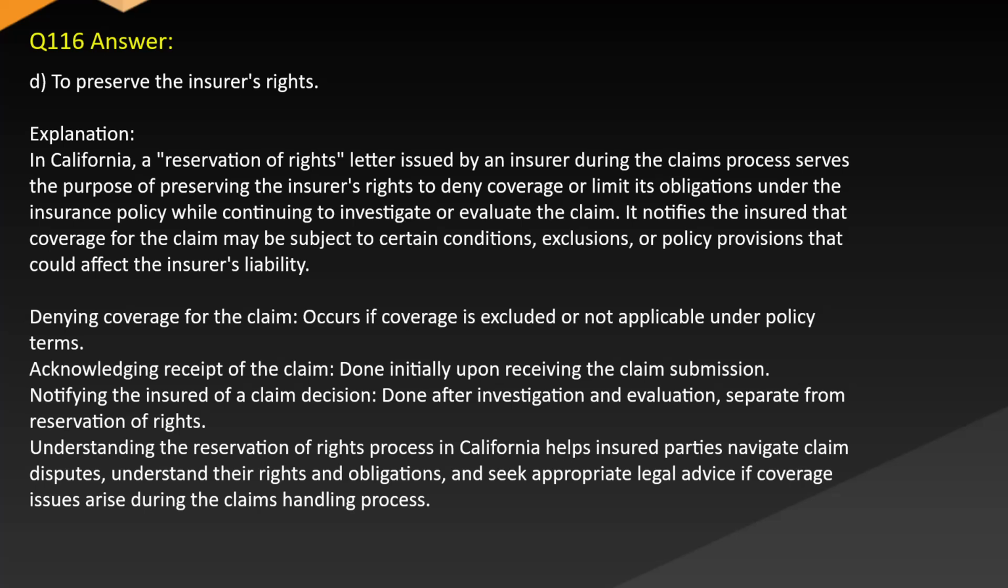Denying coverage for the claim occurs if coverage is excluded or not applicable under policy terms. Acknowledging receipt of the claim, done initially upon receiving the claim submission. Notifying the insured of a claim decision, done after investigation and evaluation, separate from reservation of rights. Understanding the reservation of rights process in California helps insured parties navigate claim disputes, understand their rights and obligations, and seek appropriate legal advice if coverage issues arise during the claims handling process.